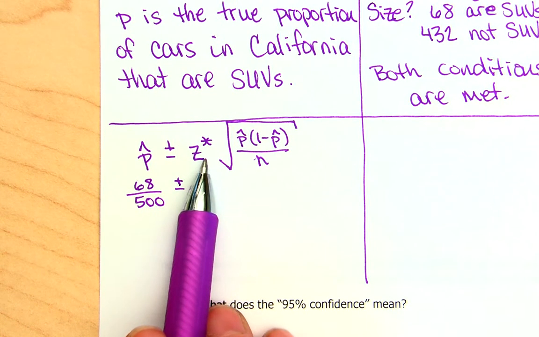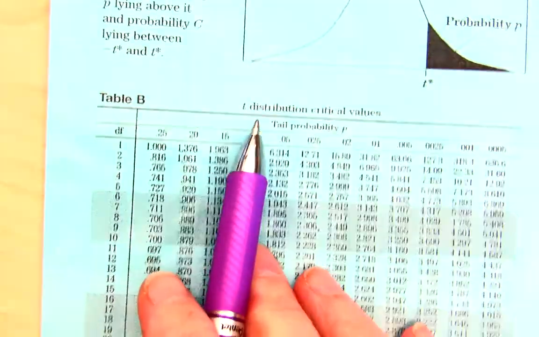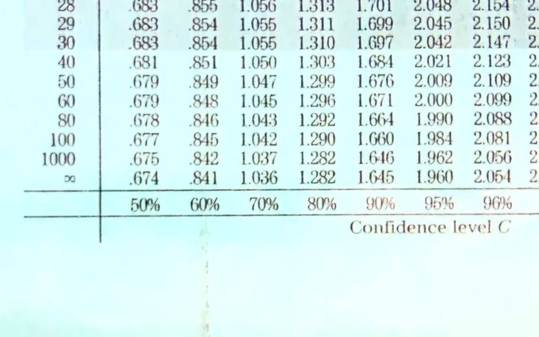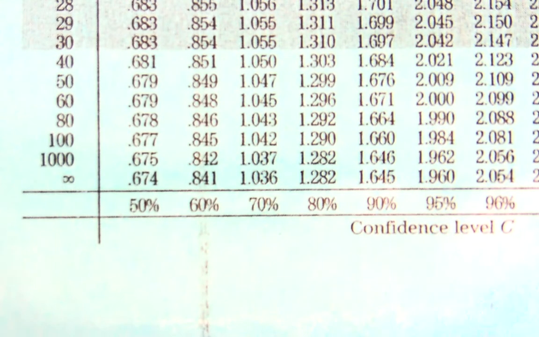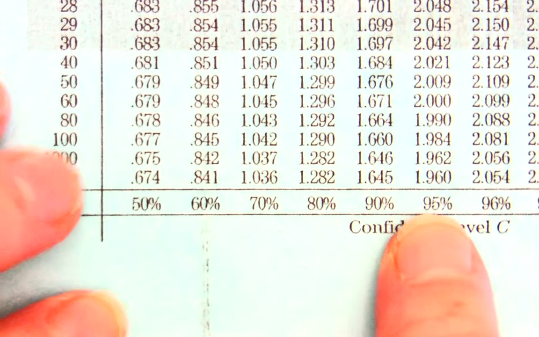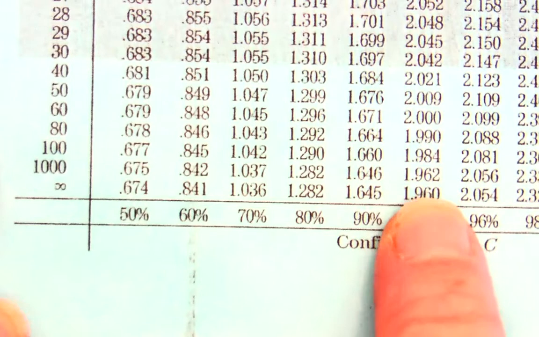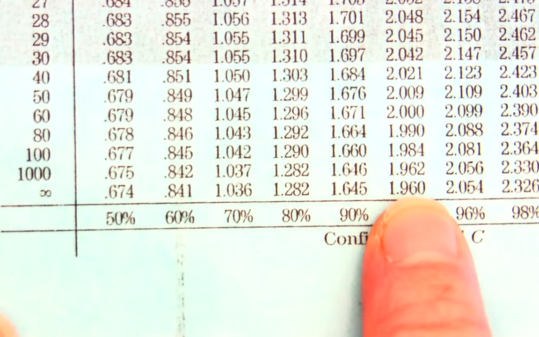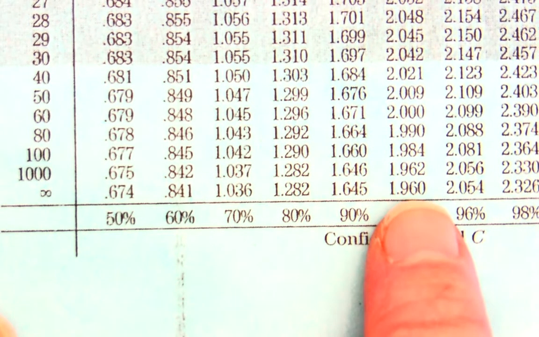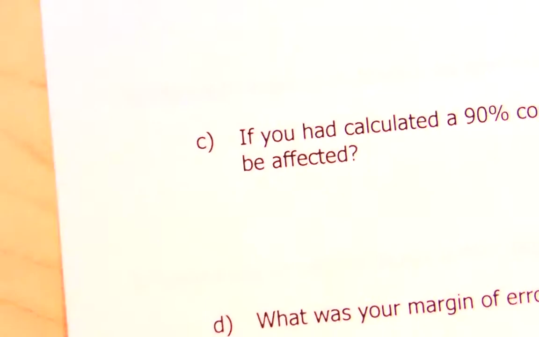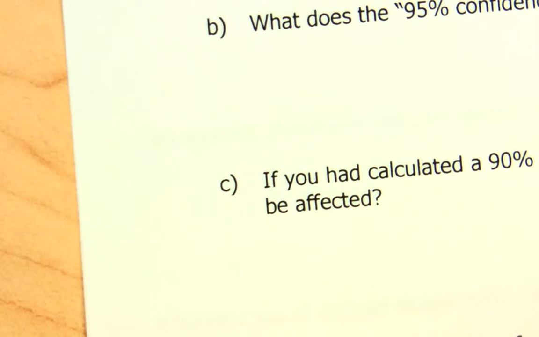For our Z critical value, we're going to look on our blue sheet. Here's our T distribution. I'm going to look all the way down here at the bottom at the infinity line. And I'm wanting a 95% confidence interval, so I go to 95%, and that number is 1.96. That's my critical value. That's the Z value that I use. Okay? So 95%, there's my value. So this is going to be 1.960.